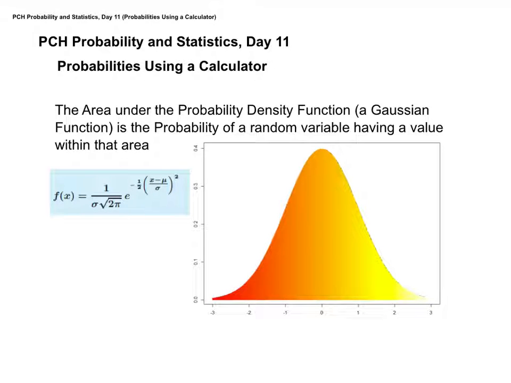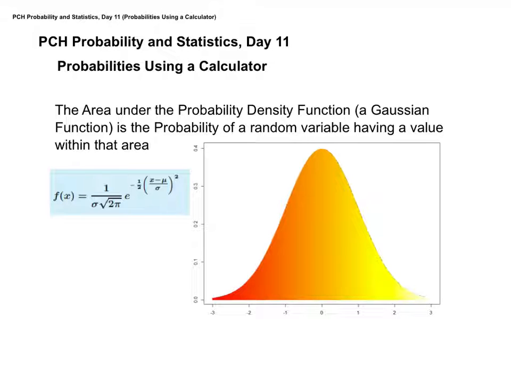Alright, so I want to look today at finding probabilities when, say, we want the probability of being in a range that's not exactly on a certain standard deviation. So maybe we don't want it exactly from 1 standard deviation below the mean to 2 standard deviations above the mean or something like that.